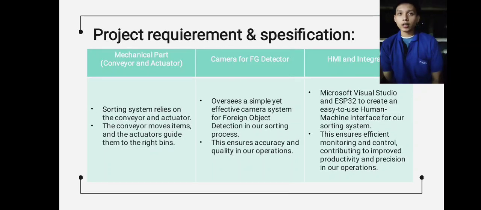Next, I will tell you about the camera for the FG detector. The camera is used as a sensor to detect reject objects and good objects. If the camera detects a reject object, the mechanical part, the cylinder, will put the object into the reject box. But if the camera detects a good object, the cylinder will pick up the object and put it on the conveyor.